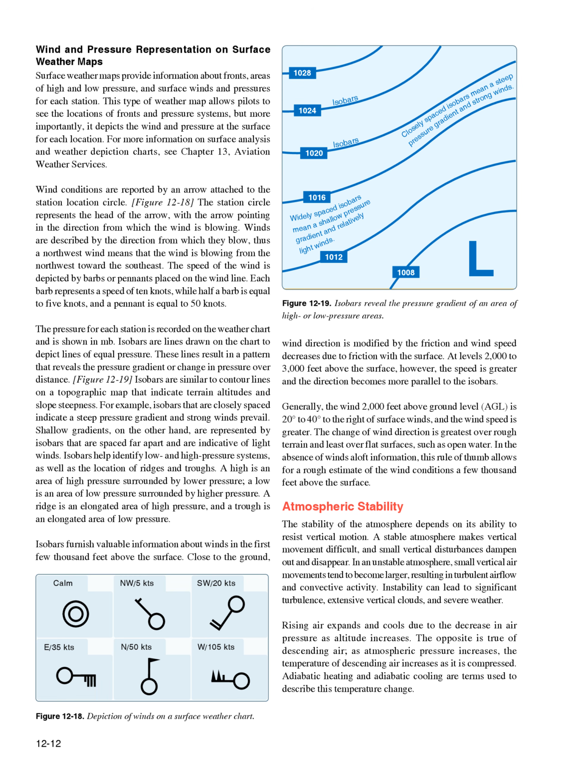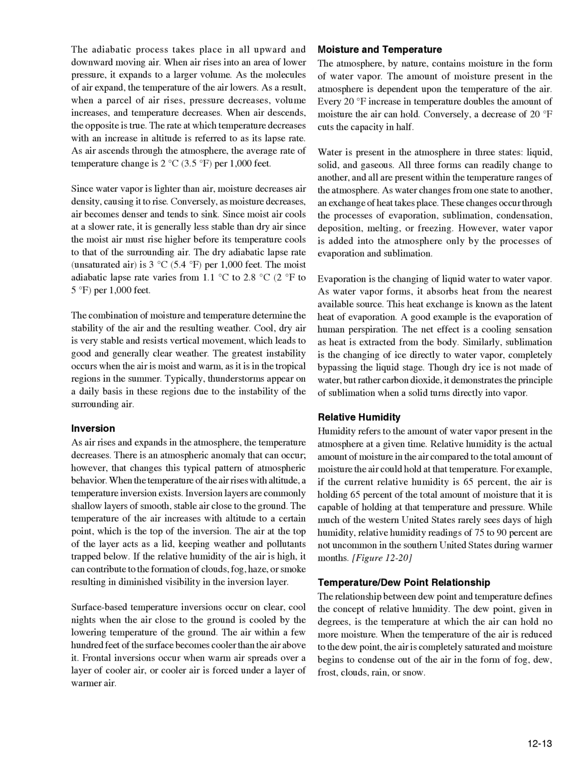Rising air expands and cools due to the decrease in air pressure as altitude increases. The opposite is true of descending air. As atmospheric pressure increases, the temperature of descending air increases as it is compressed. Adiabatic heating and adiabatic cooling are terms used to describe this temperature change. The adiabatic process takes place in all upward and downward moving air.